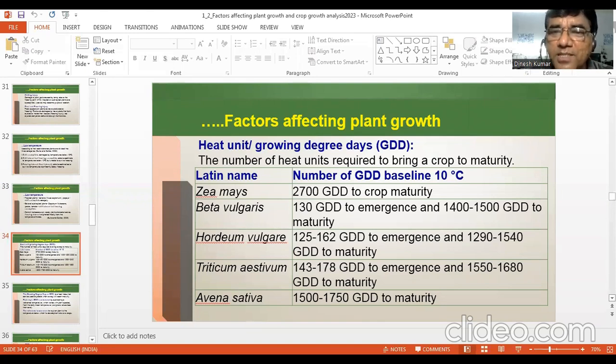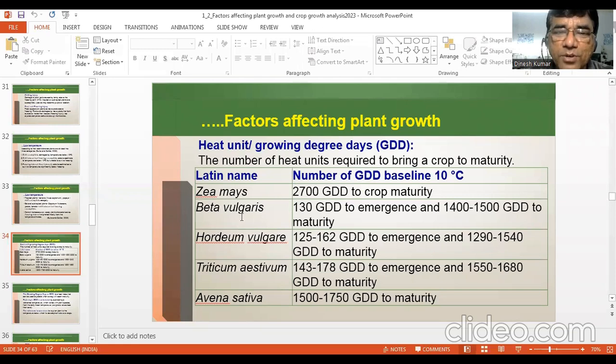So just see the example, the name of the crop and number of growing degree days, baseline is 10 degrees centigrade. I'll tell you what this 10 degrees centigrade is. This is base temperature, below which it is assumed that plant will not have any growth. So Zea mays, maize, 2700 growing degree days to crop maturity.